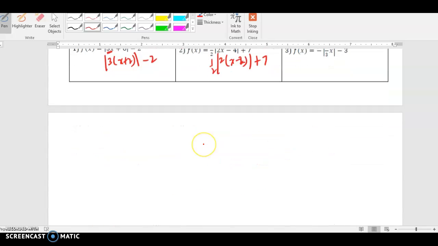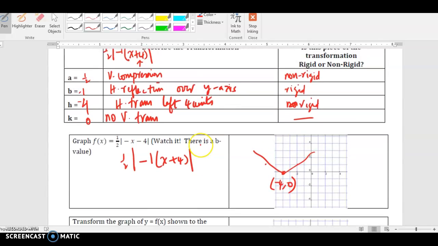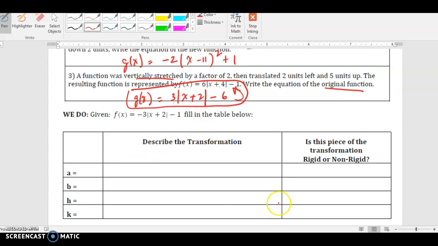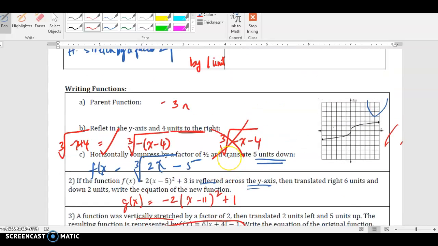Alright, so this is it. These are the transformations. So the homework is in Math Excel, but do fill in the other information. I'll put the key out soon.